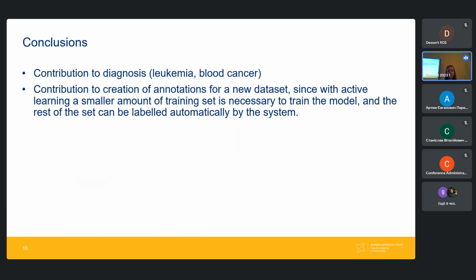To conclude, I would say that the contribution is to diagnose or create a new dataset, because if the cells are identified, like the region is identified, the doctor or the laboratory worker can just mark the region of what type of cell this is. So they don't have to specifically search for the regions, but the system can actually find the region, and they will just mark the cell.